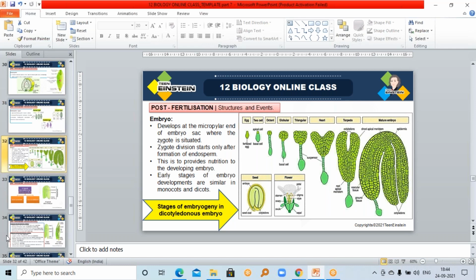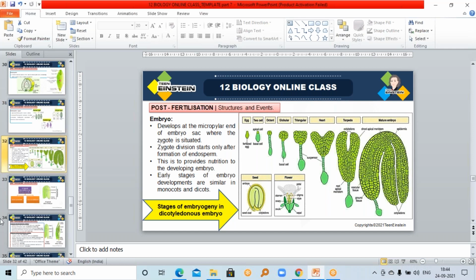So after the complete development of the endosperm, or at least 50% of the endosperm should be formed, only then will the division of the zygote start, because the zygote needs nutrients for the development of the embryo. This is a mechanism to provide nutrients to the developing embryo. If the endosperm is there, then the developing embryo can make sure that it will get the nutrients, right?